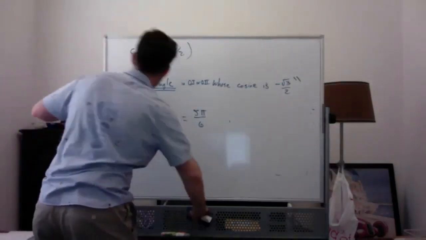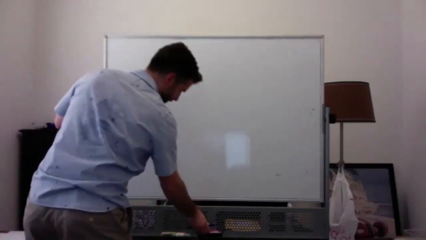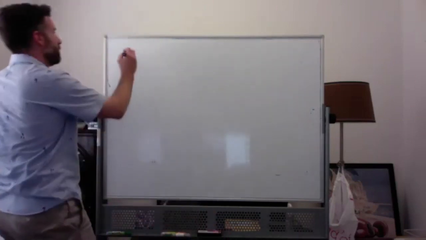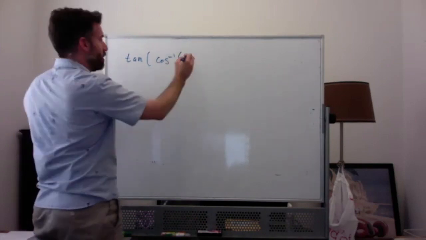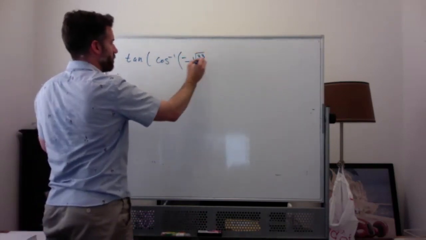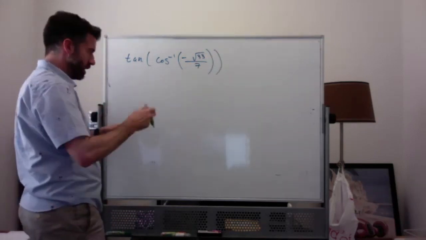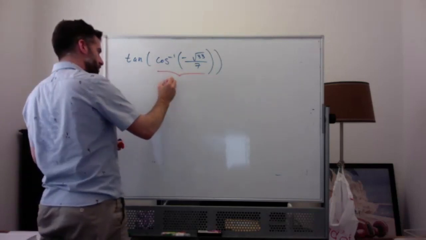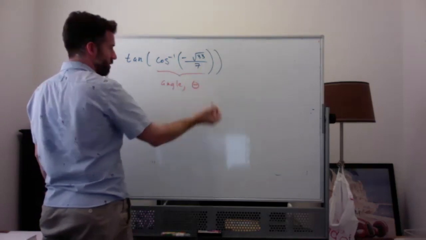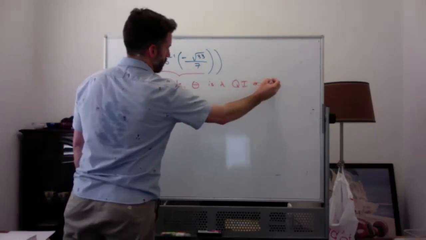I must have changed the other one up to have it be slightly different, but oh well. I didn't mean for both of them to really have inverse cosine in them, but that's what I ended up writing. So let's do tangent of inverse cosine of negative root 33 over 7. Again, the inside part here is an angle. Let's call it theta. And theta is in quadrant 1 or quadrant 2.